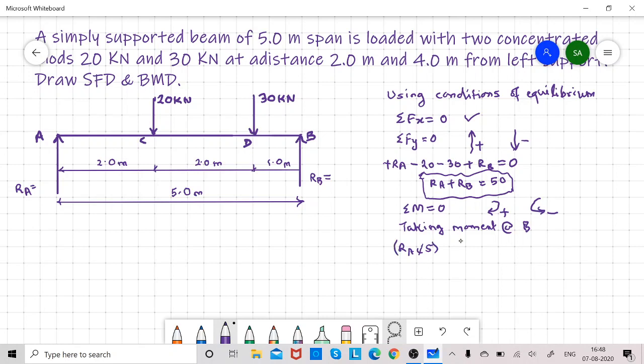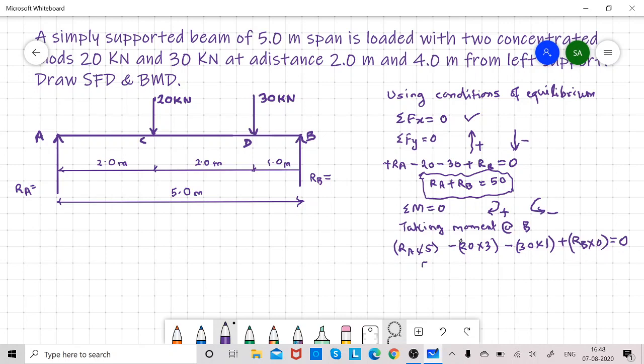This is a clockwise moment, so positive, minus 20 into 3. Why 20 into 3? This downward load acting at C is at a distance 2 meter from A, so it is 3 meter from B, and we are taking moment about B; considering anticlockwise moment negative, 20 into 3 with a minus sign. Similarly, 30 into 1, that is also anticlockwise, plus RB into 0. There is no need to write RB into 0.